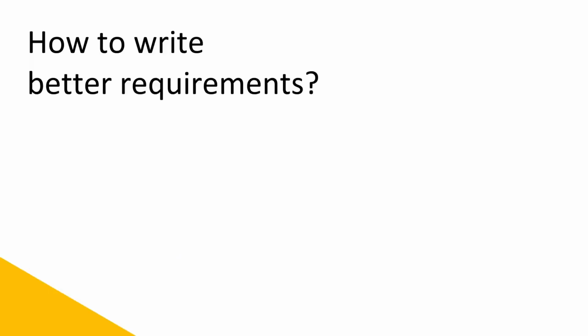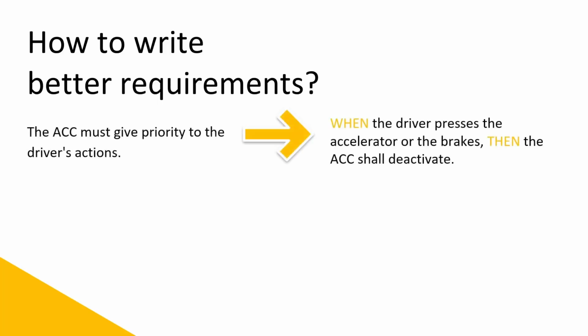At the beginning, we discussed some common issues with requirements, such as lack of clarity and exhaustiveness. Now we will see how to correct these examples using the EARS patterns. The first example was, the ACC must give priority to the driver's actions. We could rewrite it as, when the driver presses the accelerator or the brakes, then the ACC shall deactivate. By using the event-driven pattern, we specify that the ACC should deactivate only when a specific event, such as pressing the accelerator, occurs. This makes the requirement clear and specific.